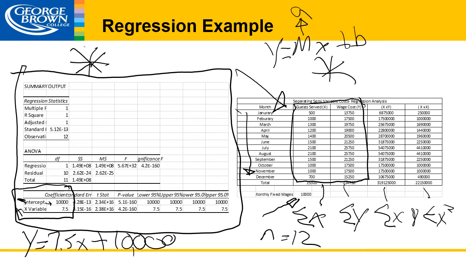I'm not expecting you to know or be able to define regression analysis for me. Although if you wanted to know, it finds the linear relationship between two variables, and in this case, it was guests served and our total wages.